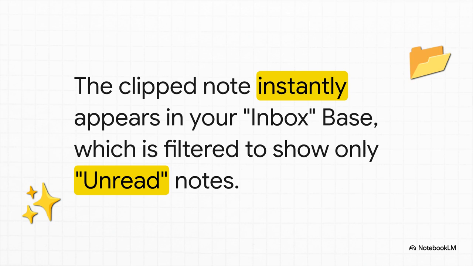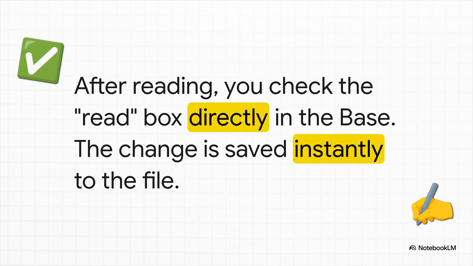Well, because you've already created a base with one simple filter. Only show me notes where the status property is unread. It's totally automatic, zero friction. And now for the magic. Once you've read that article, you don't have to hunt down the file or mess with tags. Nope. Right there, inside the base view, you just click the little checkbox next to the read property.